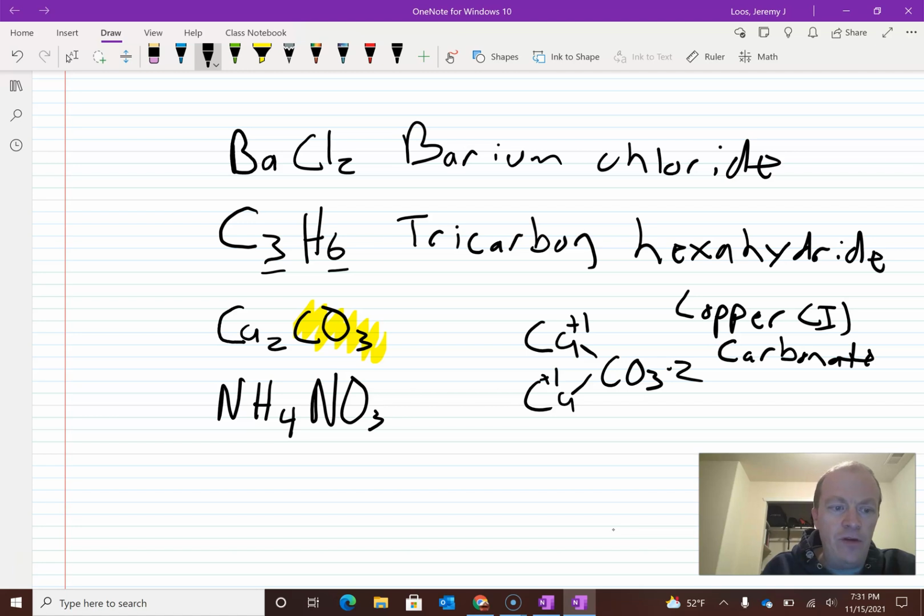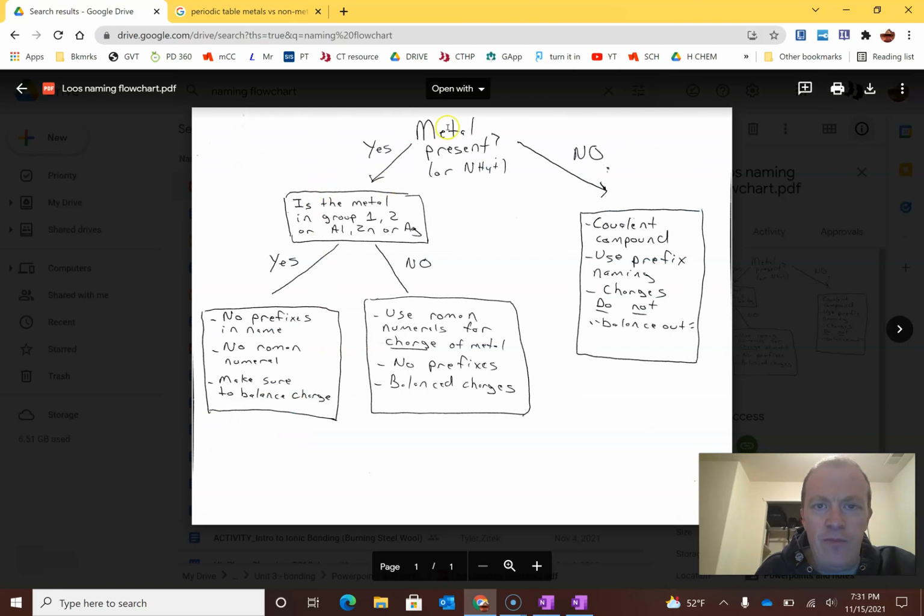Last one I'm going to do from now, and then we'll see some more on the old ones. So this one is, every once in a while, you're going to see ammonium. Now that's the only way we can have an ionic compound without a metal present. See how it says OR NH4+.